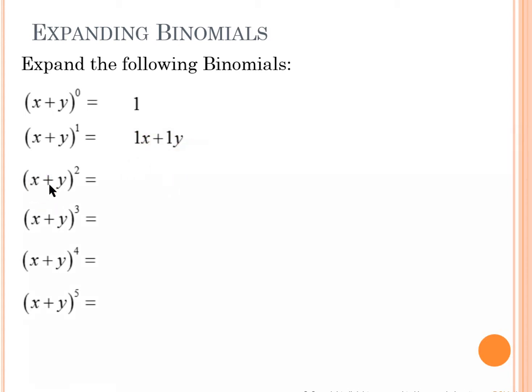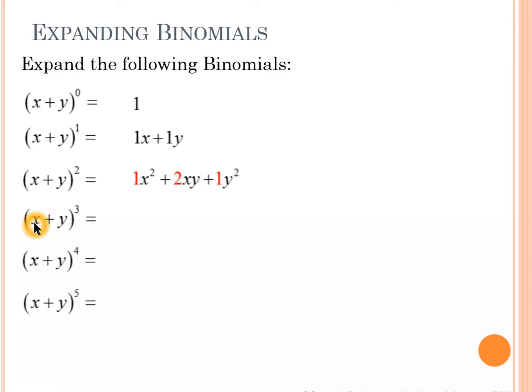And then I have x plus y squared. So if I expand that, I get x plus y times x plus y, and then I want to FOIL all the terms out. And if I do that, I'll get 1x squared plus 2xy plus 1y squared.